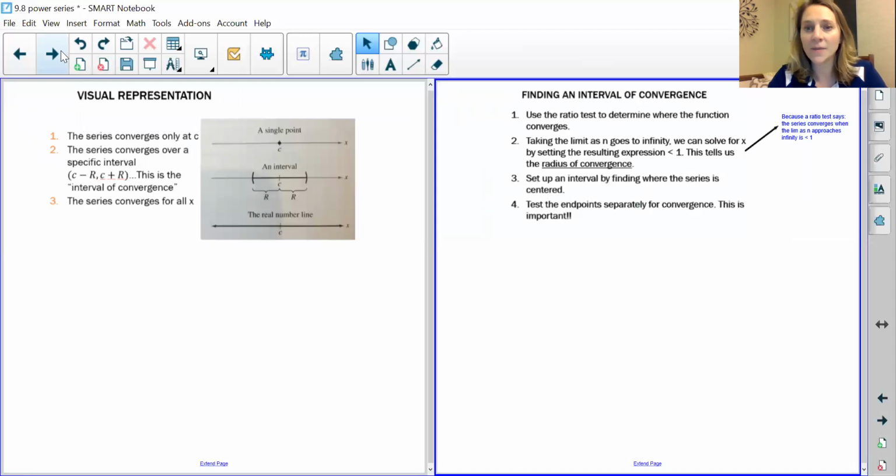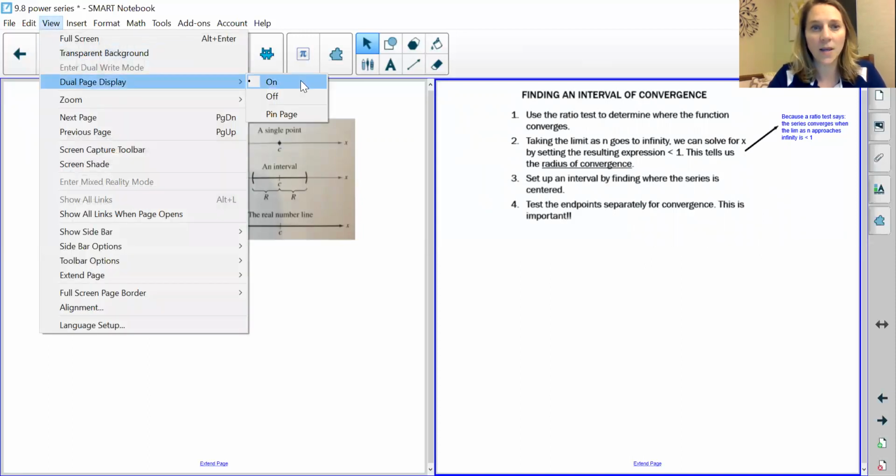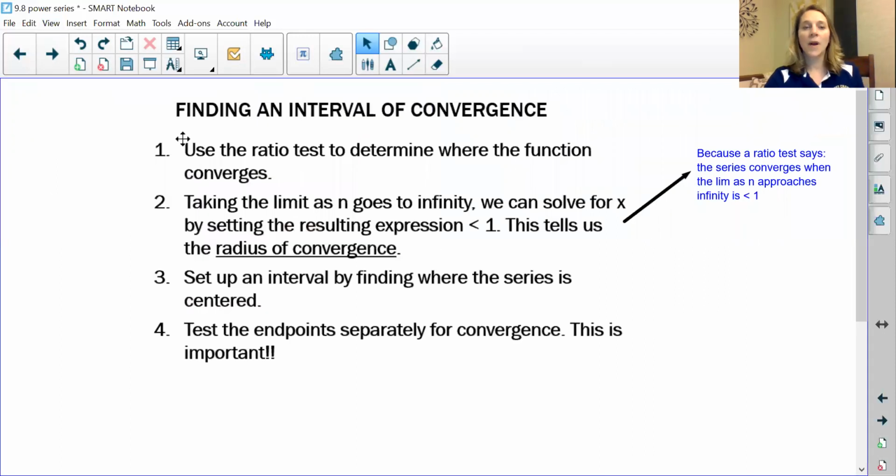All right, so the steps for doing this, let me go back to our single page, is we're going to use the ratio test. And the ratio test, that was a fun one. That was from 9-6 if you need a refresher. We're going to use the ratio test for these to determine where the function converges. We're going to take the limit as n goes to infinity, and we can solve for x by setting the resulting expression less than 1. That's because that's what the ratio test says: a series will converge when that limit as n approaches infinity is less than 1. So let's assume that it is less than 1, and what would our x values be?